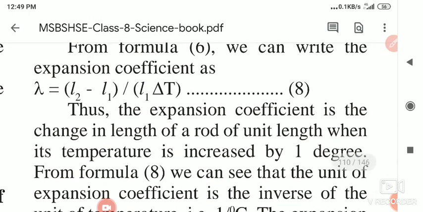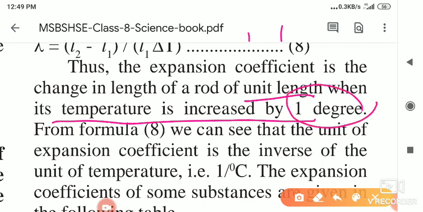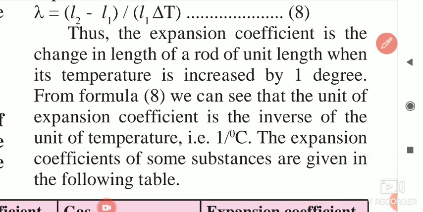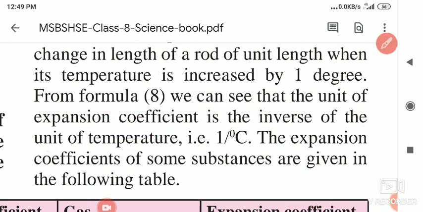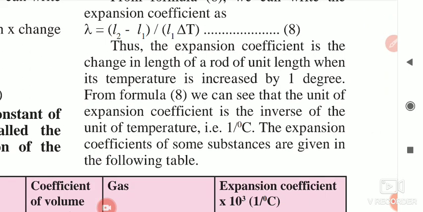Thus the expansion coefficient is the change in length of a rod of unit length when the temperature is increased by 1 degree Celsius. If we take a unit length of 1 centimeter or 1 inch and raise its temperature by 1 degree Celsius, how much it expands is called the expansion coefficient. From the formula we can see that the unit of the expansion coefficient is the inverse of the unit of temperature, that is 1 per degree Celsius.